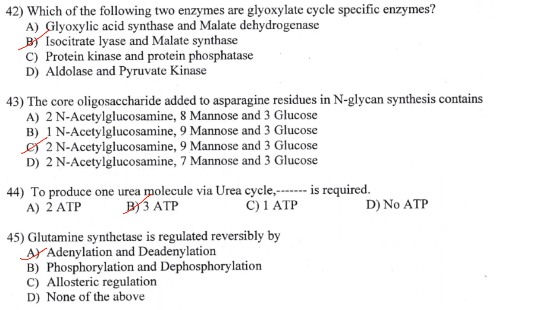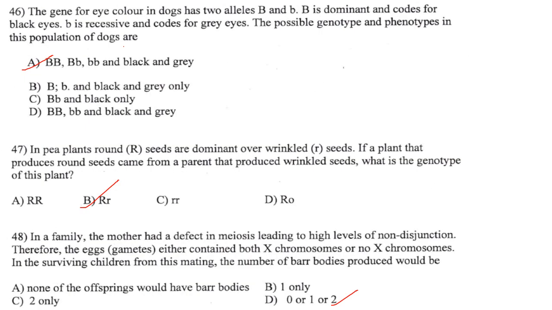Then next one. Glutamine synthetase is regulated reversibly by. So it is regulated reversibly by adenylation and deadenylation. Answer is option A.